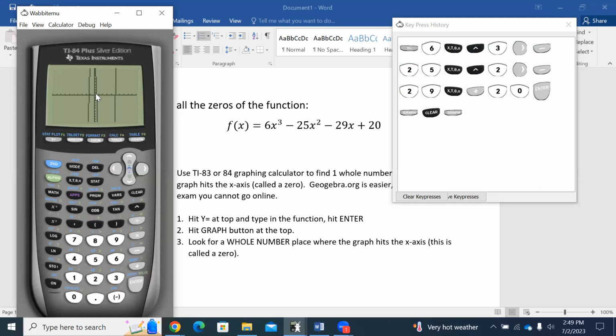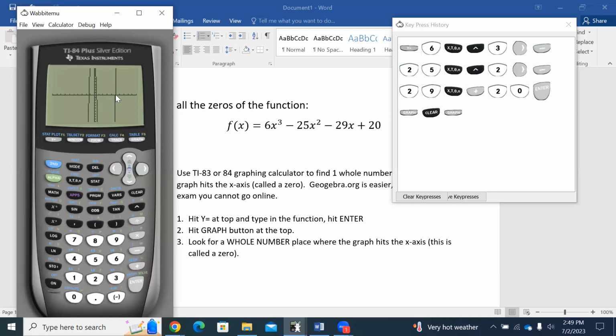If you see, how did I come up with it? Here's the origin, right in the center. Just count the dots to the right. 1 to the right, 2 to the right, 3 to the right, 4 to the right. 5 should be right there, but the graph's going right through it. There it is. That's a whole number place where the graph hits the x-axis. That's a 0. That's one of my answers.